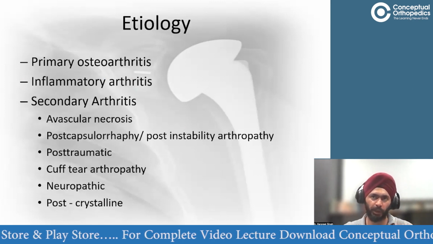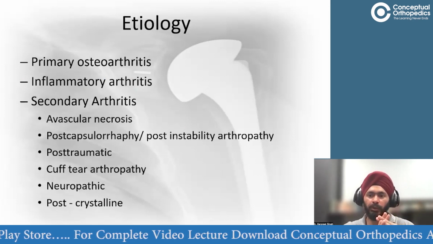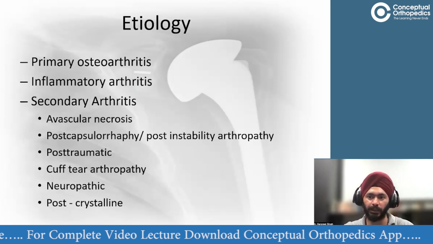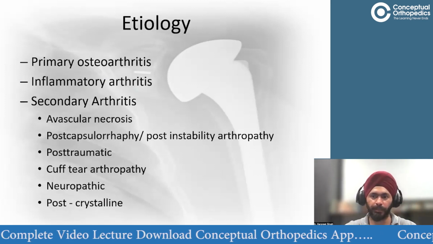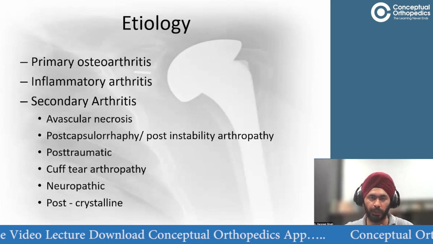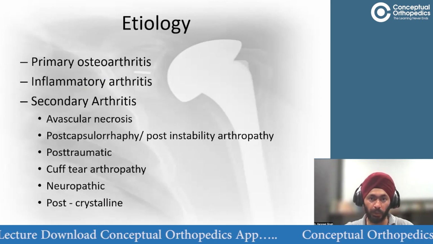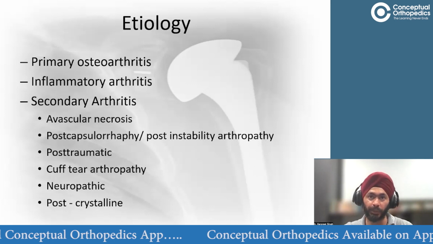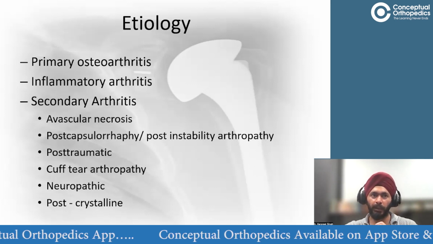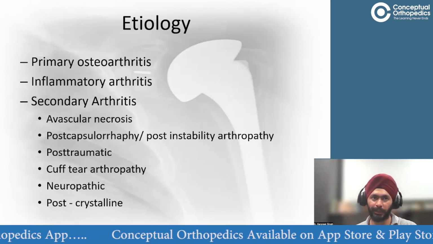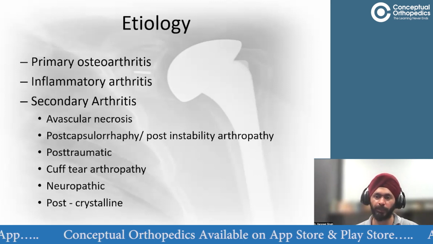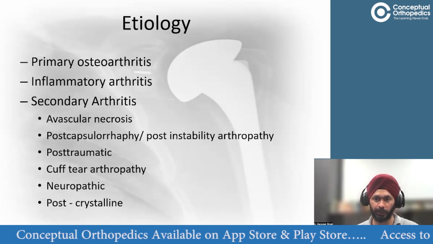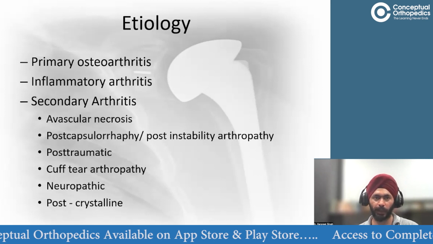So what are the various etiologies? What are the causes of shoulder arthritis? As with any form of arthritis, primary osteoarthritis is one. Not so common in India, Indian subcontinent, in Asian origin people. Much more common is your knee arthritis. But yes, we do see people with primary osteoarthritis of shoulder coming to us.